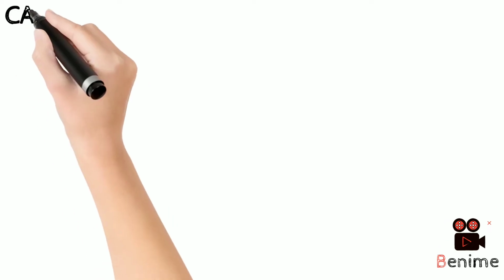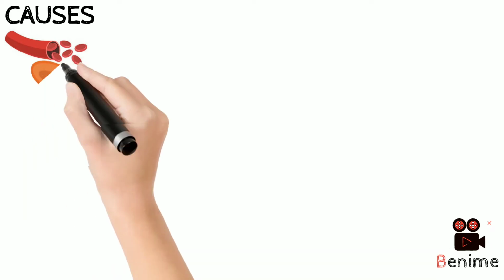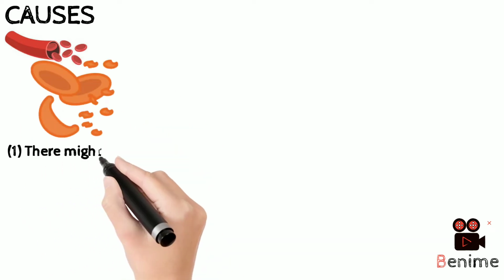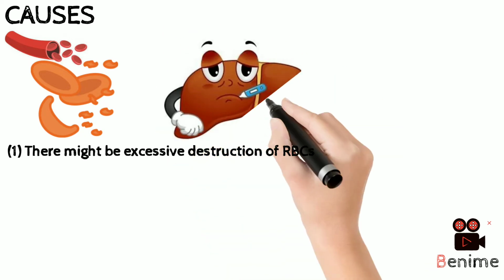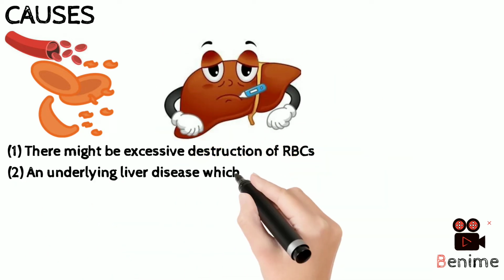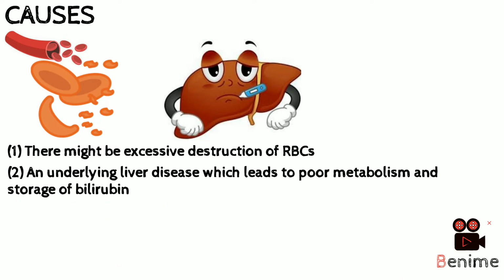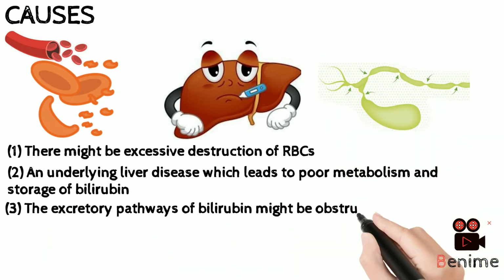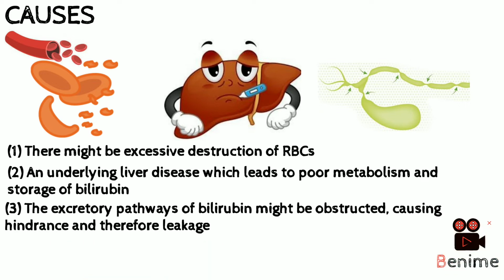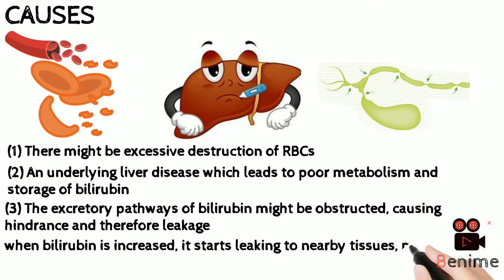So we have learned that the bilirubin mechanism is divided into three main steps. So if there is any increase in bilirubin levels, it's mainly caused by alteration of these steps, which can be elaborated as excessive destruction of RBCs, an underlying disease or condition related to our liver, or obstruction of the route of excretion of bile, causing leakage to nearby tissues, making the tissue and the membranes yellow.